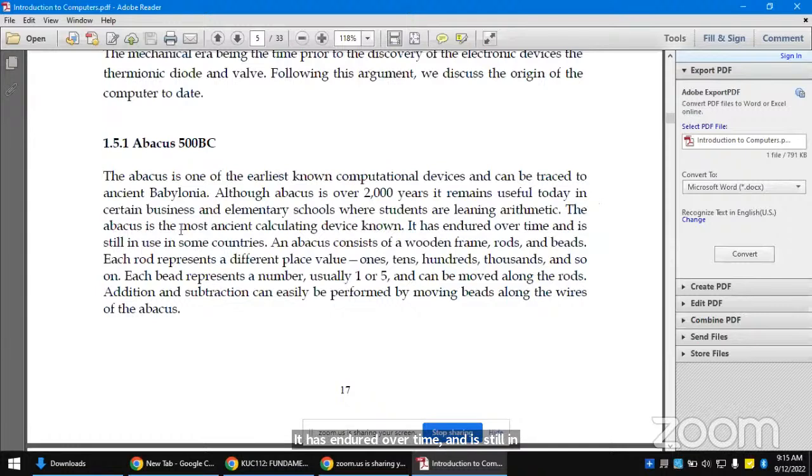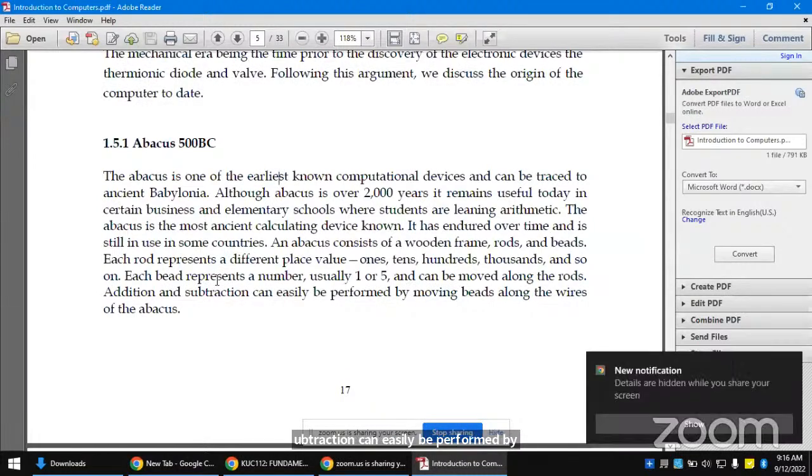An Abacus consists of a wooden frame, rods, and beads. Each rod represents a different place value: ones, tens, hundreds, thousands, and so on. Each bead represents a number, usually one or five, and can be moved along the rods. Addition and subtraction can easily be performed by moving beads along the wires of the Abacus.